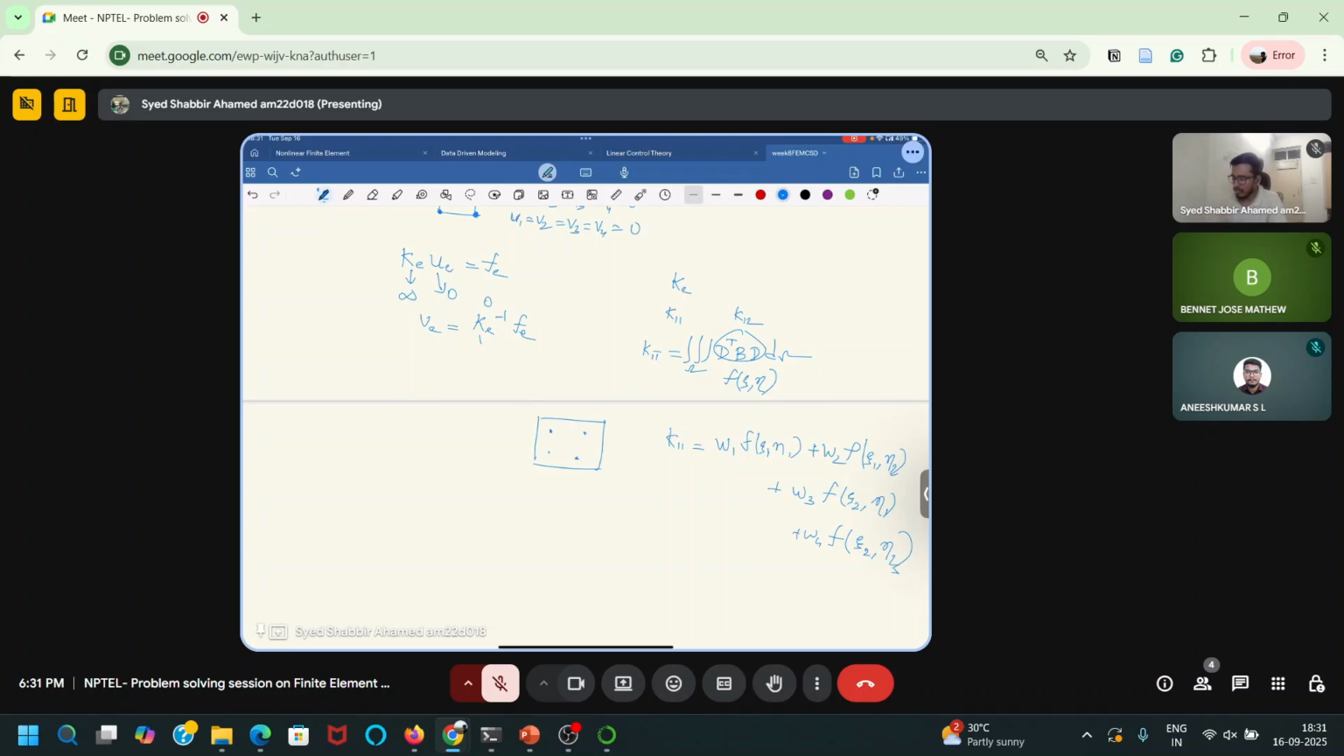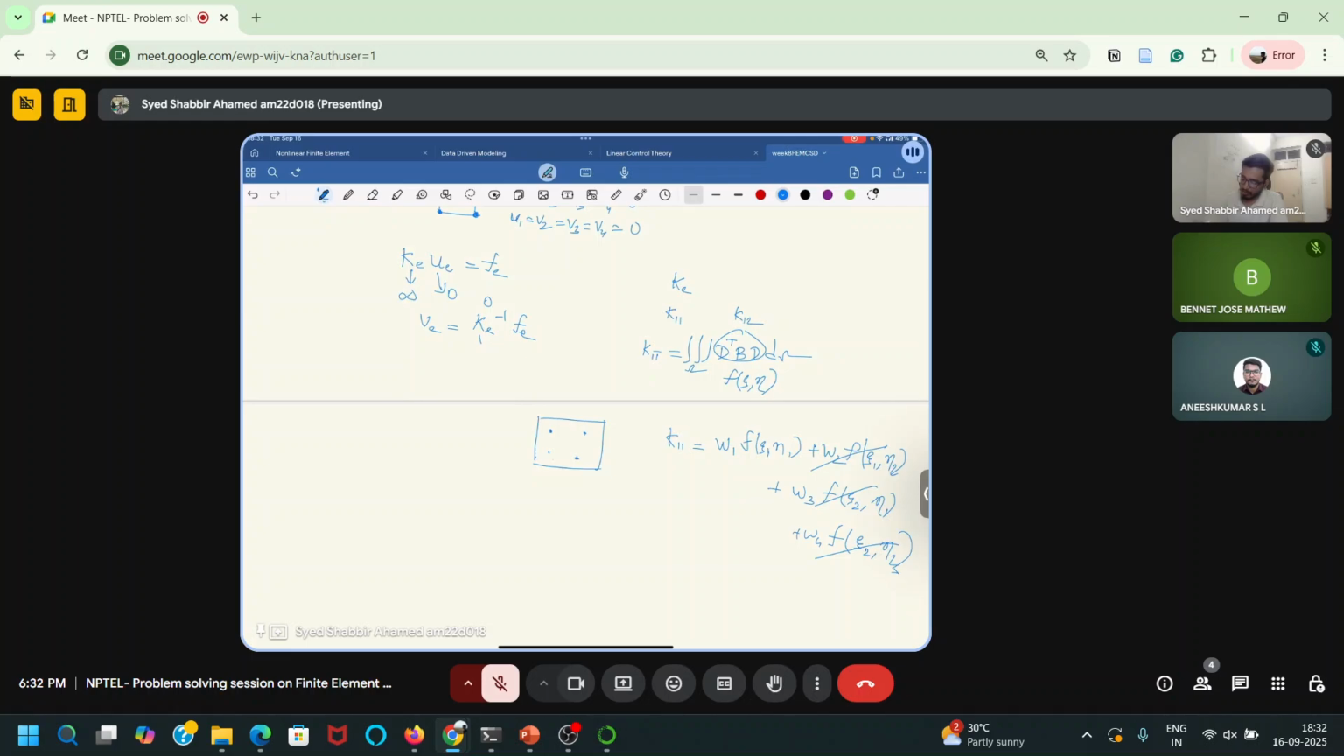So you can see, if I drop two or three elements, if I drop two summations from this, obviously stiffness will reduce. So if I reduce the stiffness, then it will not be near to infinity. Okay.